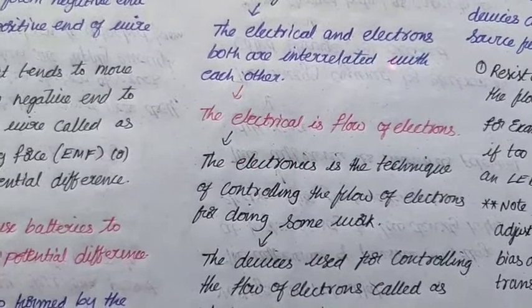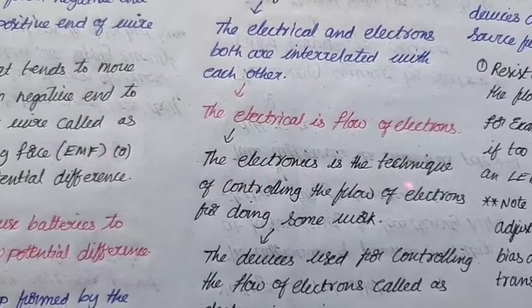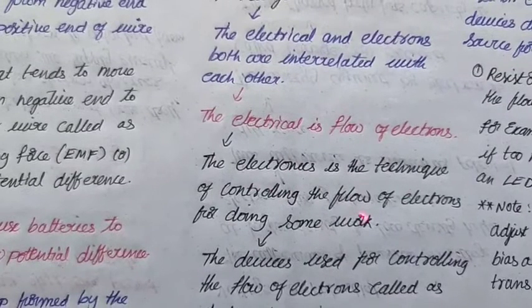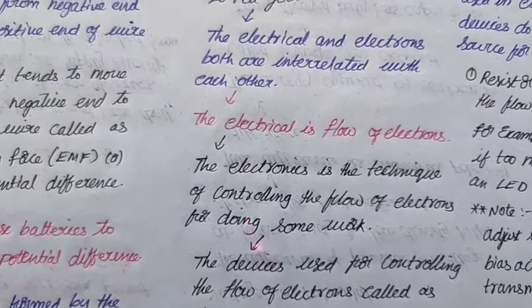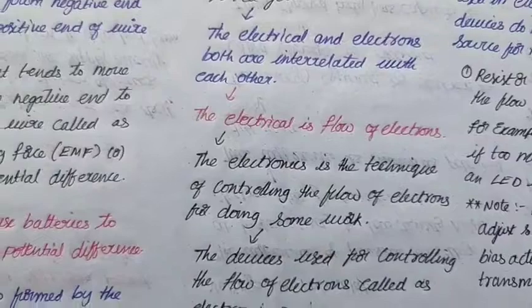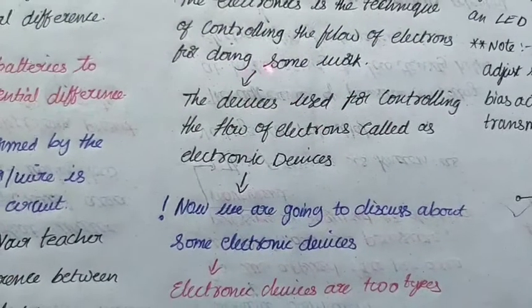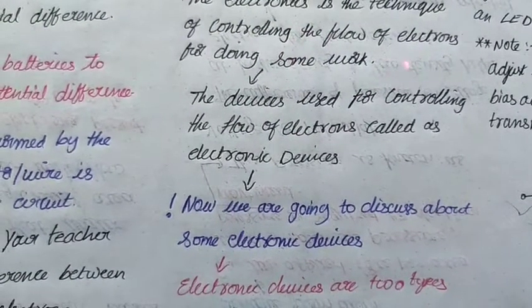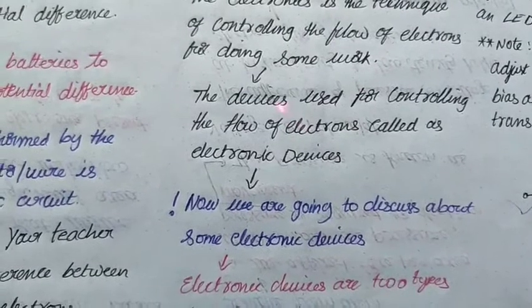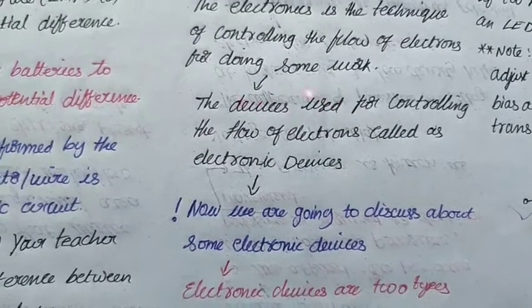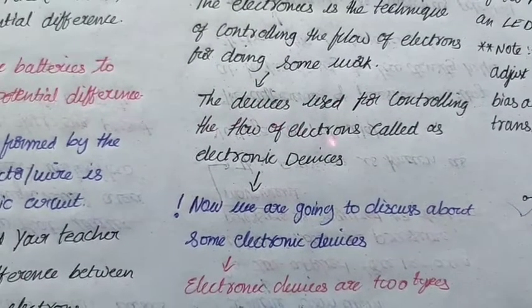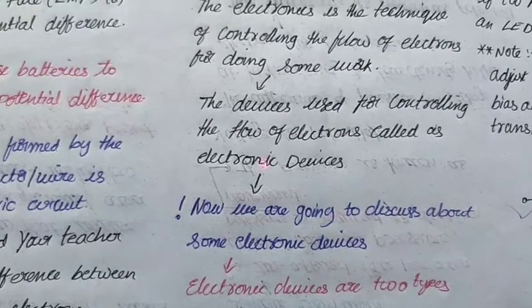What is meant by electronics? Electronics is the technique of controlling the flow of electrons for doing some work. To make some work happen by the flow of electrons, we require some devices. The devices used for controlling the flow of electrons are called electronic devices.